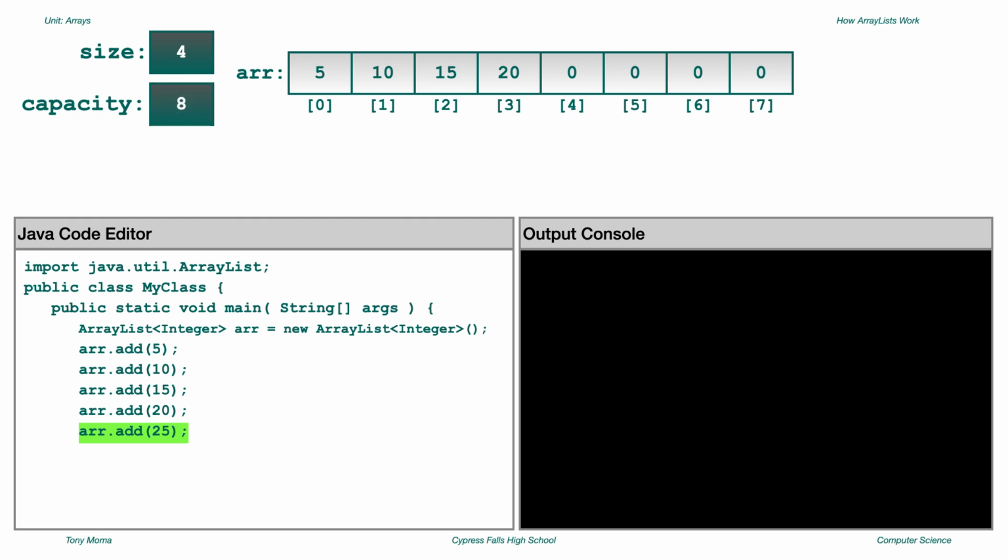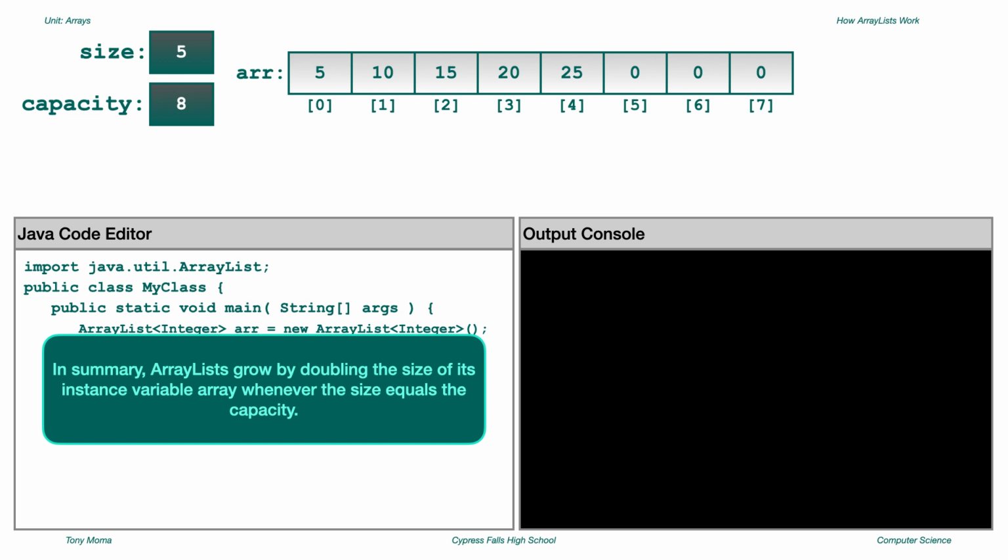So now that we have room for 25, we can store the value 25 at index 4 of the array list. And the size of the array list increases to 5. In summary, array lists grow by doubling the size of their instance variable array whenever the size equals the capacity.